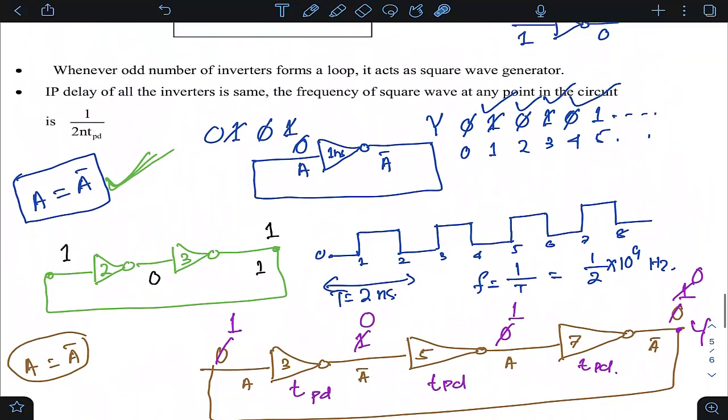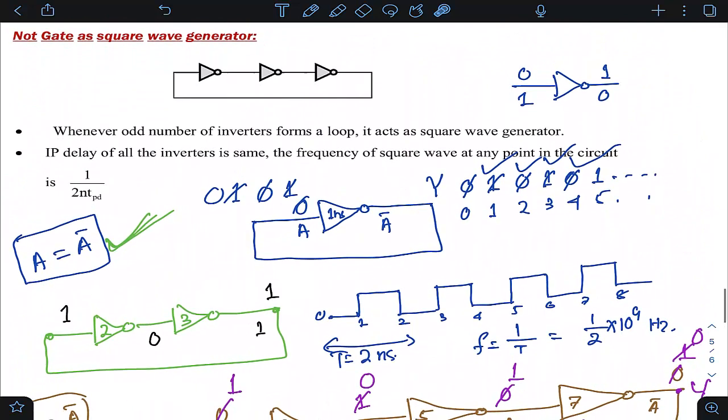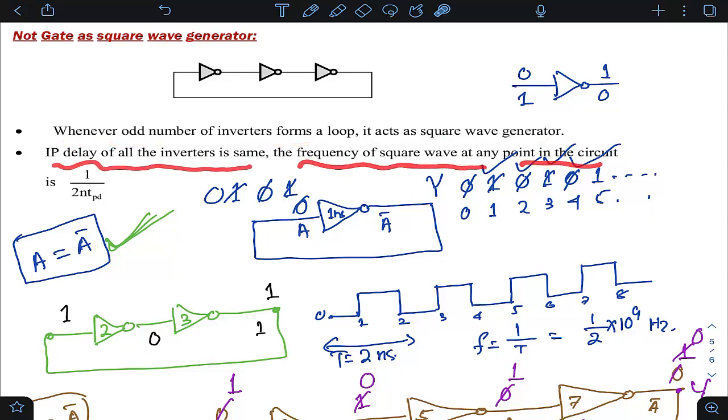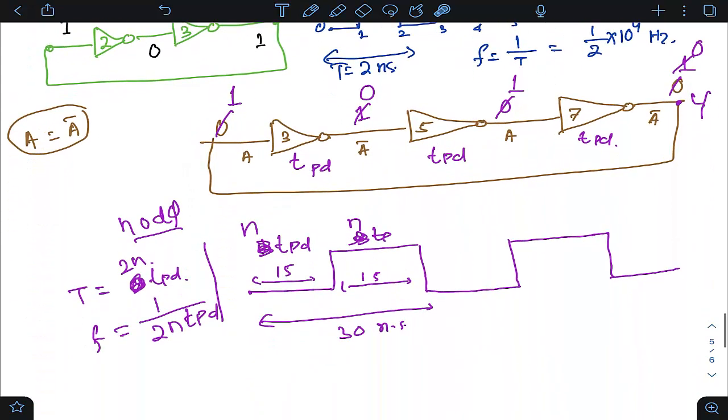If you assume the delay of each gate is identical, then the time period is 2n TPD and the frequency will be 1 by 2n TPD. So this is one of the points I have written here. Whenever an odd number of inverters forms a loop, it acts as a square wave generator. If the delay of all inverters is the same, the frequency of the square wave at any point in the circuit will be 1 by 2n TPD. So we understood this conclusion.